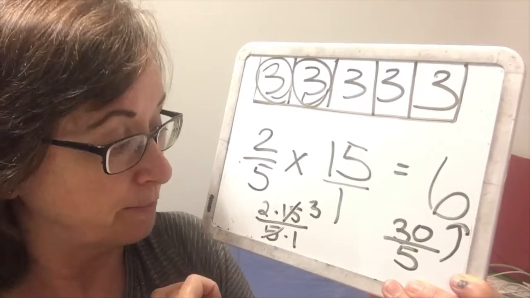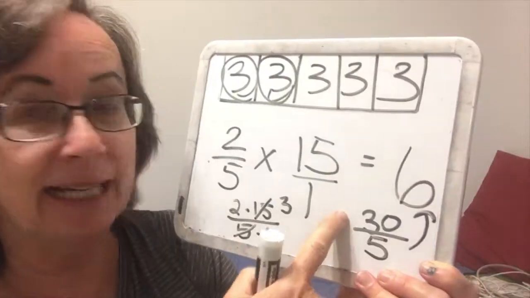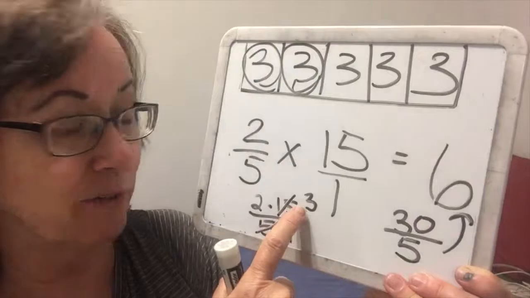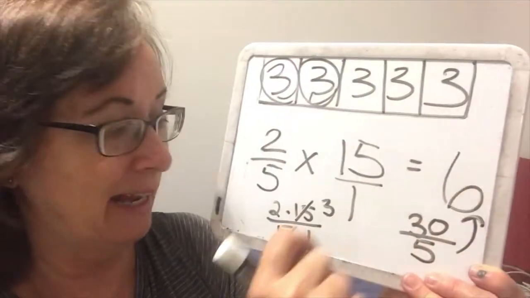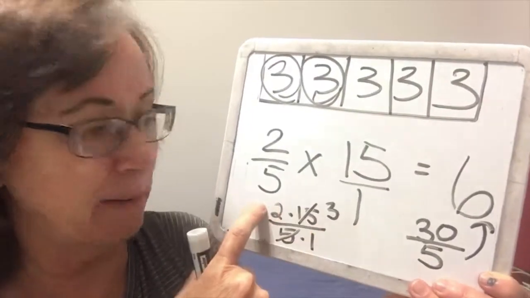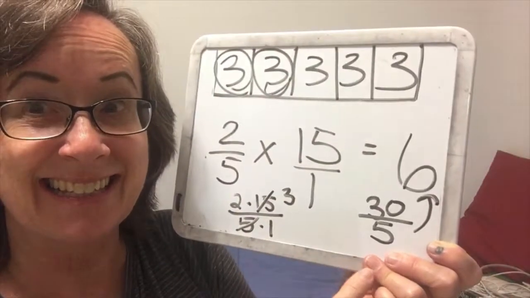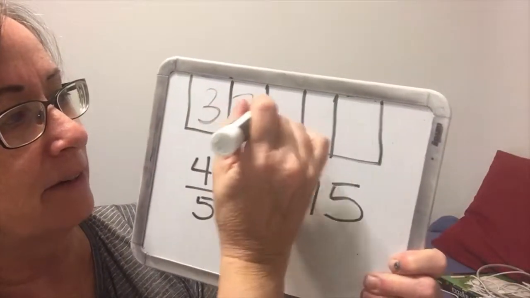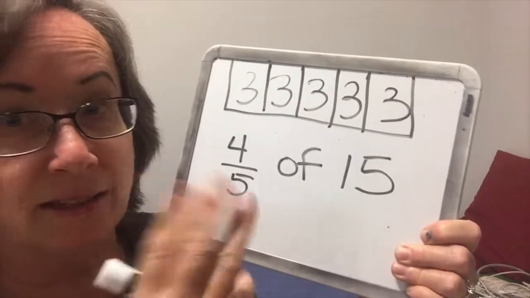Okay? So here, instead of multiplying 2 times 15 and getting a bigger number and then dividing, I went ahead and divided the 5 into the 15 first, just like I did here, and got 3. And then I said, oh, I'm just talking about 2 groups of 3. And 2 groups of 3 is 6. Okay, so here we already decided that we had a 3 and a 3 and a 3 and a 3 and a 3, because 1/5 of 15 is 3.